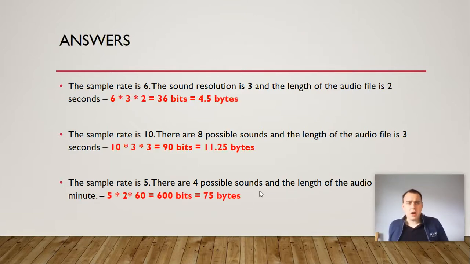All right, so the answers are, firstly, the top one is just literally 6 times 3 times 2 is 36, and then you divide that by 8, so you half it, which is 18, half it, which is 9, half it again, which is 4.5, so it's 4.5 bytes.